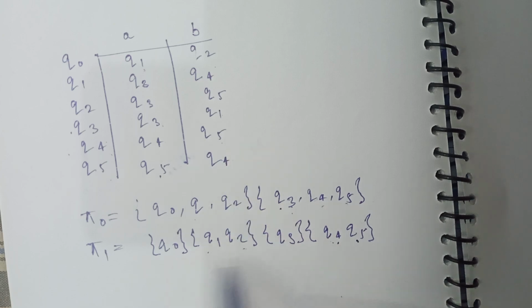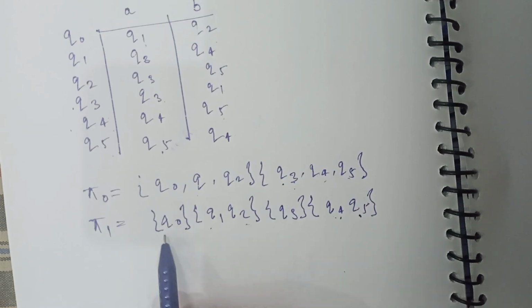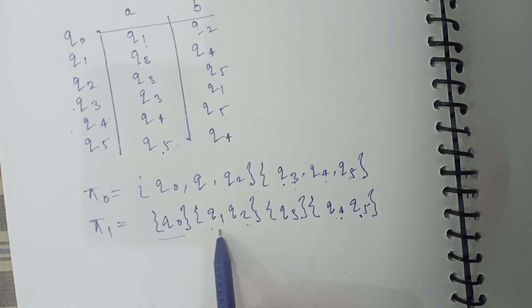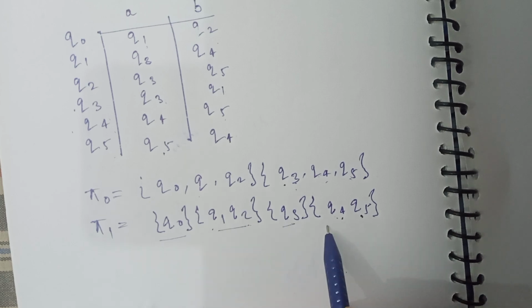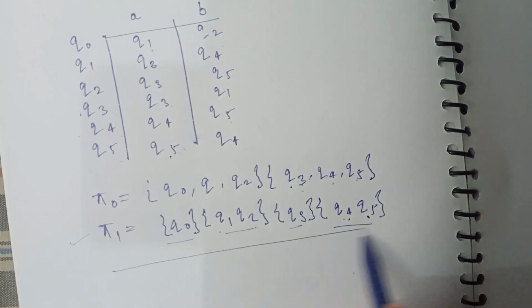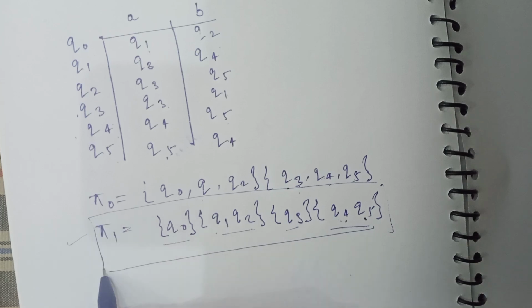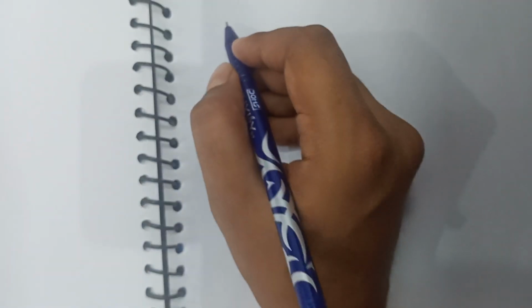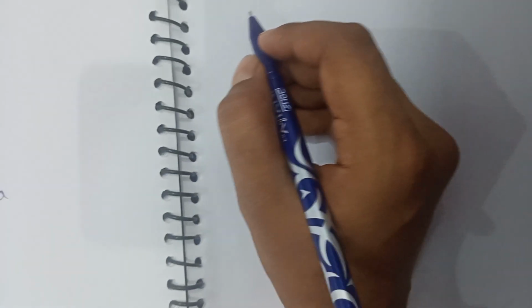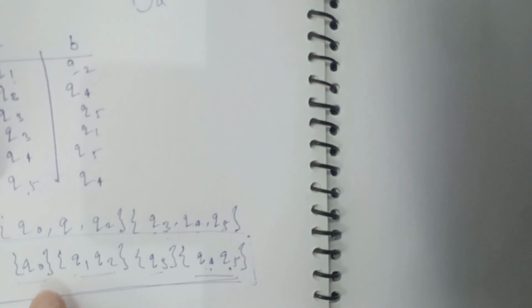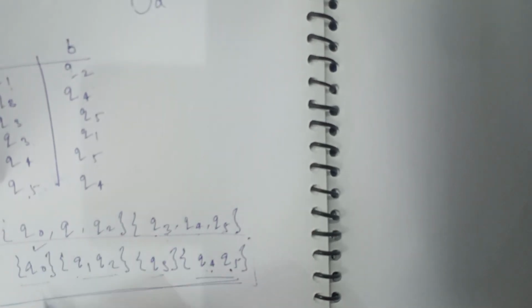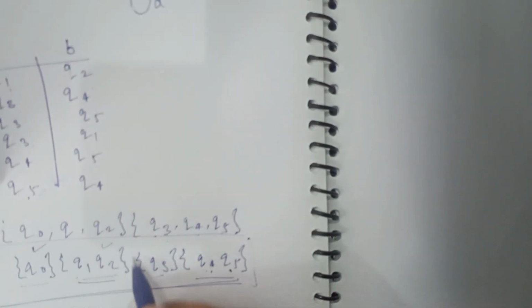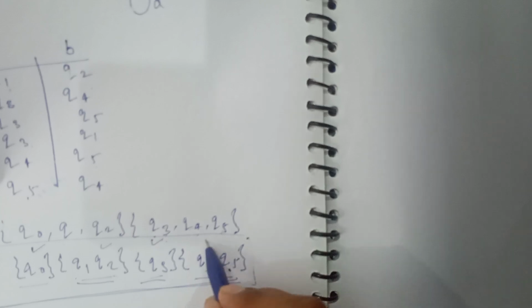So we do not need to separate this. So this group is Q0, Q1, Q2, Q3, Q4 and Q5. Okay, now we will minimize the DFA by this process. We can see here 4 different states. One state is Q0, one state is Q1 and Q2, one state is Q3, and one state is Q4 and Q5.